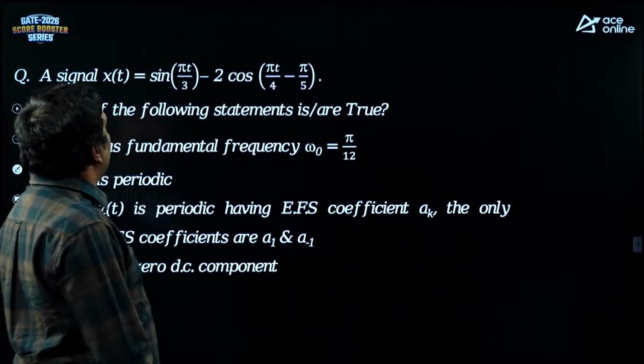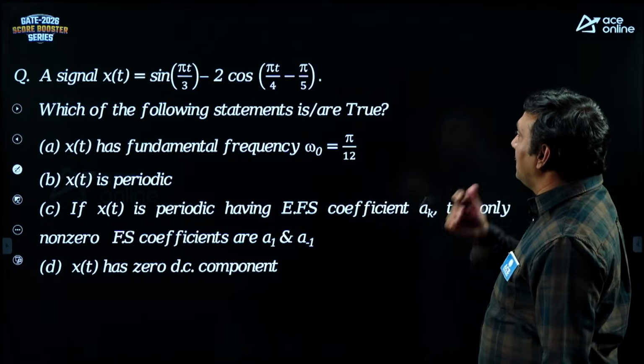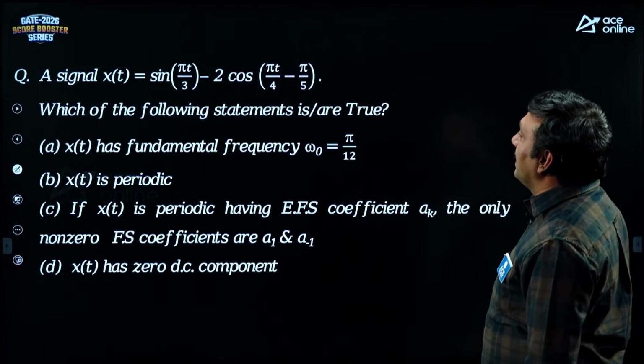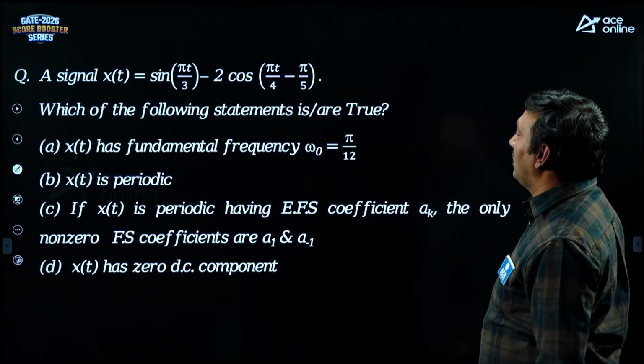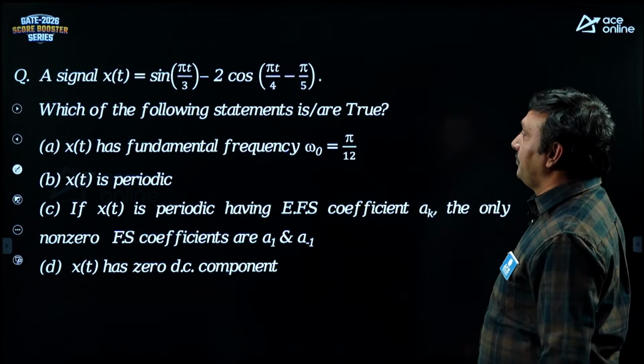A continuous signal is given. Which of the given statements are true? He is saying xt has fundamental frequency pi by 12. It is periodic, like that. Different statements are given.